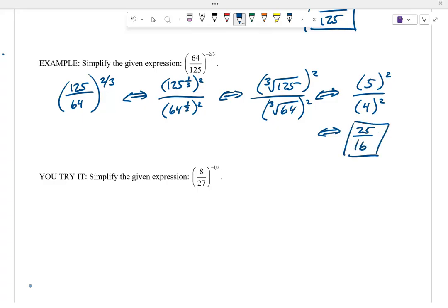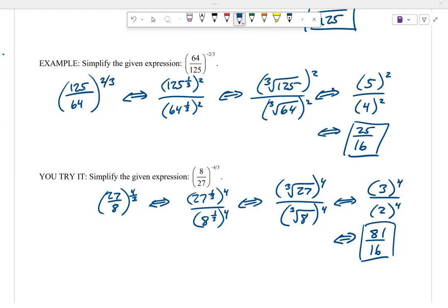Make sure you try that next problem there. Should end up with 81/16 on that you try it problem there. You pause the video if you need to look at that work.